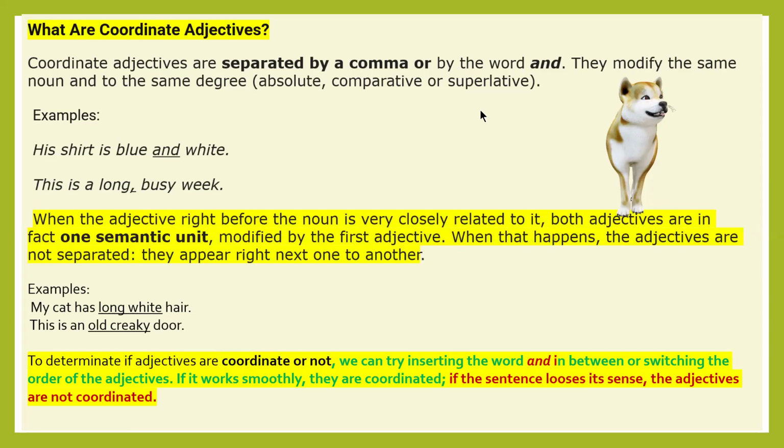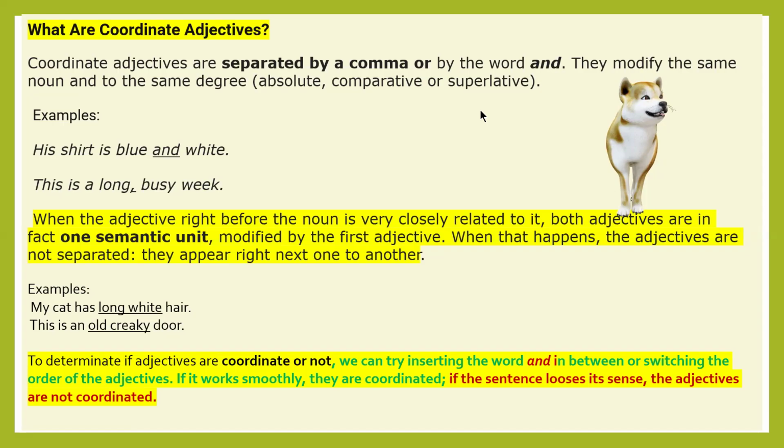So when the adjective right before the noun is very closely related to it, both adjectives are in fact one semantic unit modified by the first adjective. When that happens, the adjectives are not separated. They appear right next to one another. Examples: my cat has long white hair. This is an old creaky door.